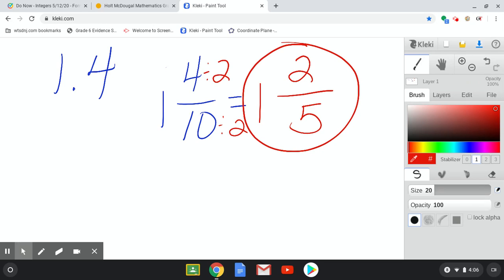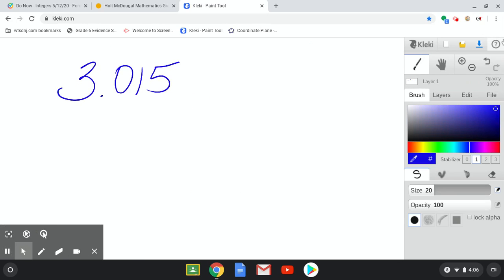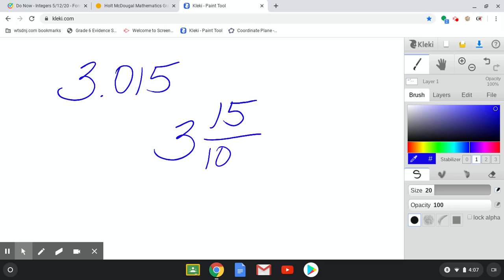Remember, you guys have your divisibility rules in your binder. Take those out for simplifying to help you out. Okay, let's try another one. So here I have 3.015. So I'm going to read this as the decimal it is. 3 and 15, and the 5 is in the thousandths place. So this would be 3 and 15 thousandths. So I'm going to write exactly what I'm saying. So 3 and 15 thousandths.